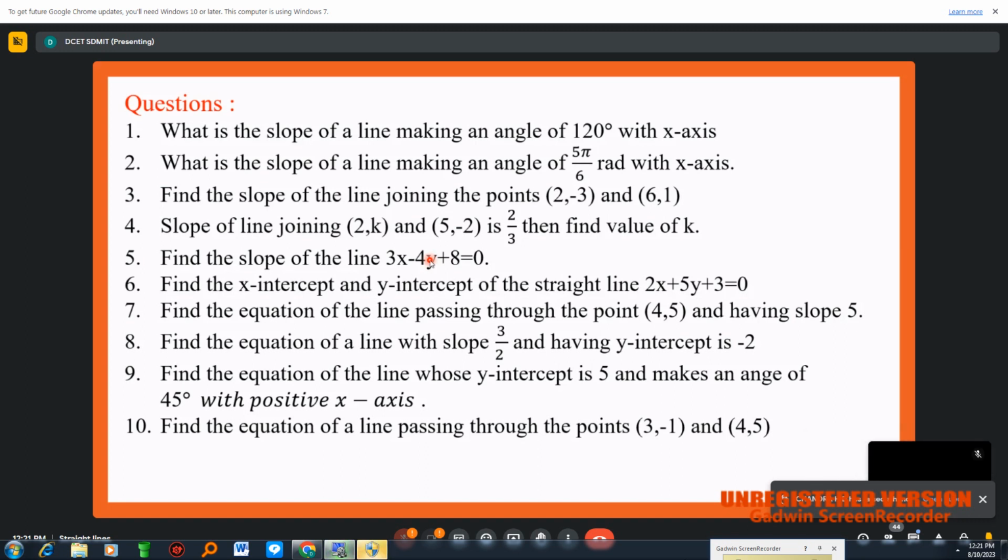Madam, can you tell me the formula for the seventh one? Seventh one, the formula you want. So that is y minus y1 is equal to m into x minus x1. Okay, thank you.